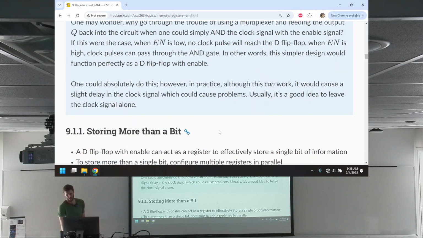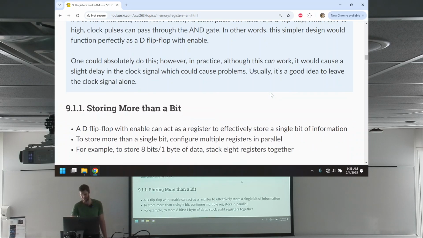And this is what I'm saying here. In practice, it can work. It could delay the clock signal, which can cause problems. Usually, it's a good idea to leave the clock signal alone.